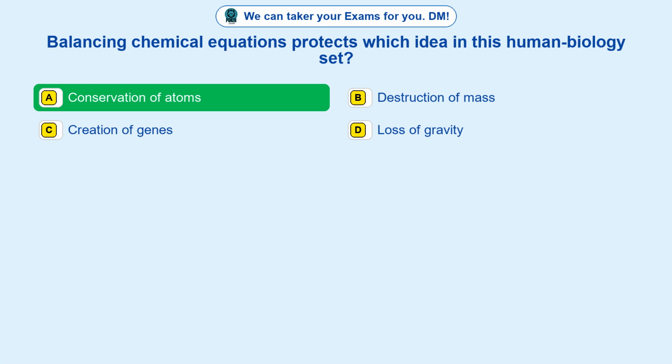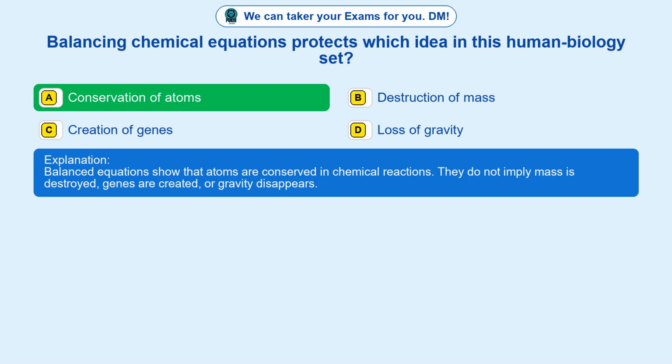The correct answer is option A, conservation of atoms. Balanced equations show that atoms are conserved in chemical reactions. They do not imply mass is destroyed, genes are created, or gravity disappears.